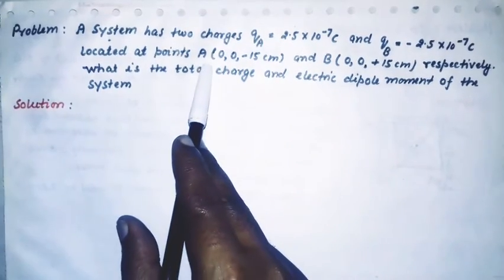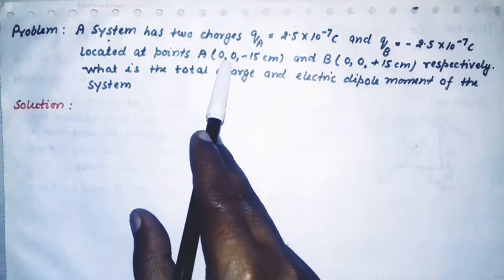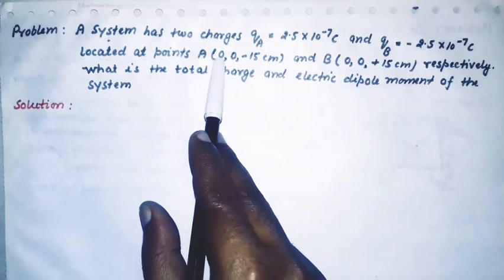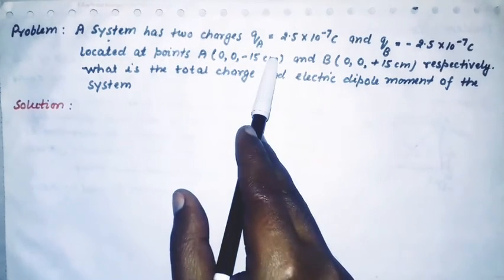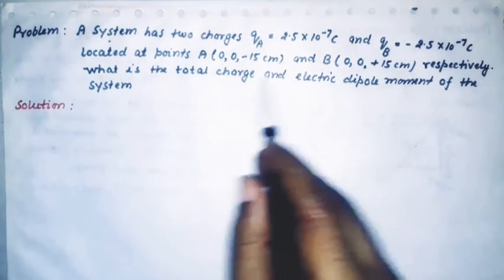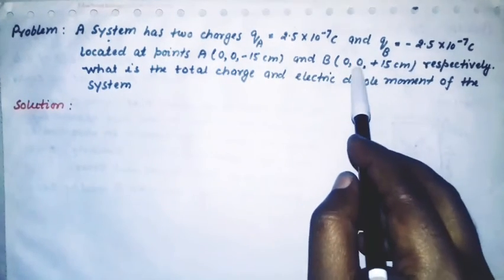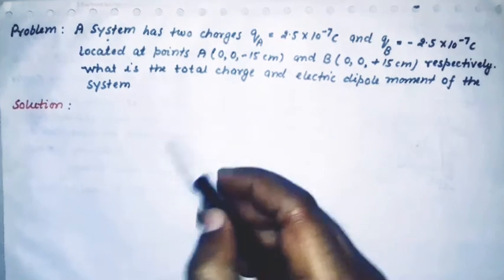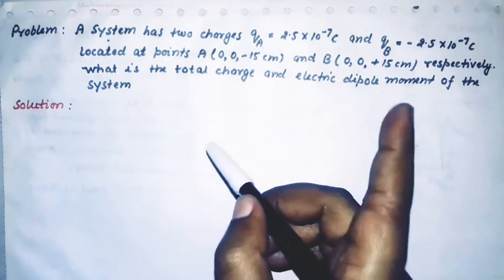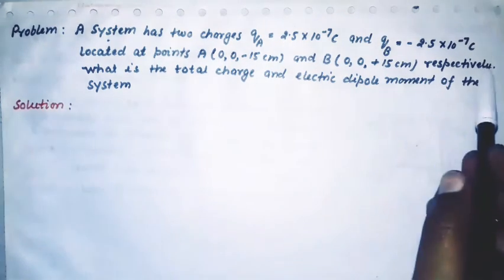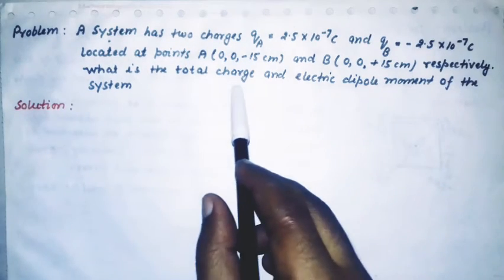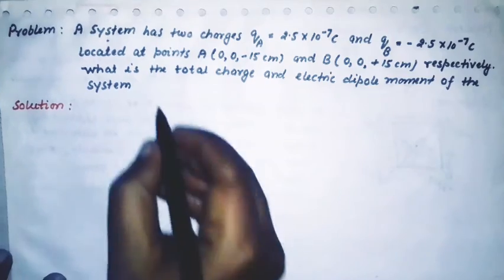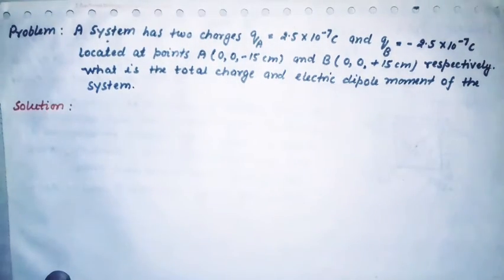They are located at points A, with coordinates 0, 0, minus 15 centimeter, and B, 0, 0, plus 15 centimeter. So three coordinates are given, which means this is a 3-dimensional frame of reference, and X, Y and Z all will exist respectively. What is the total charge and electric dipole moment of the system? So we have to calculate the total charge and electric dipole moment of the system.